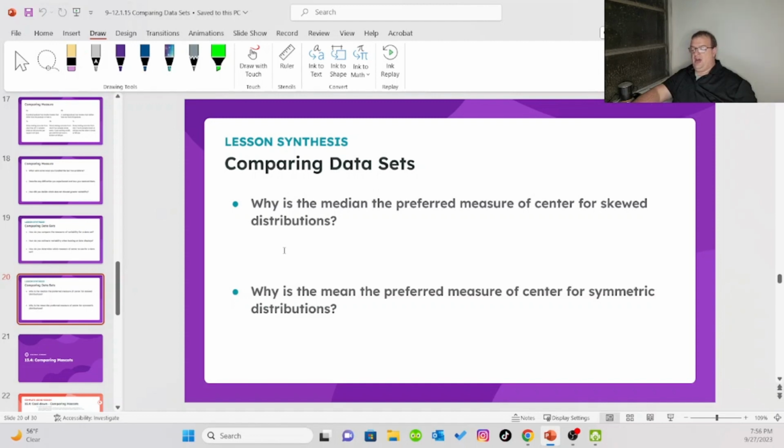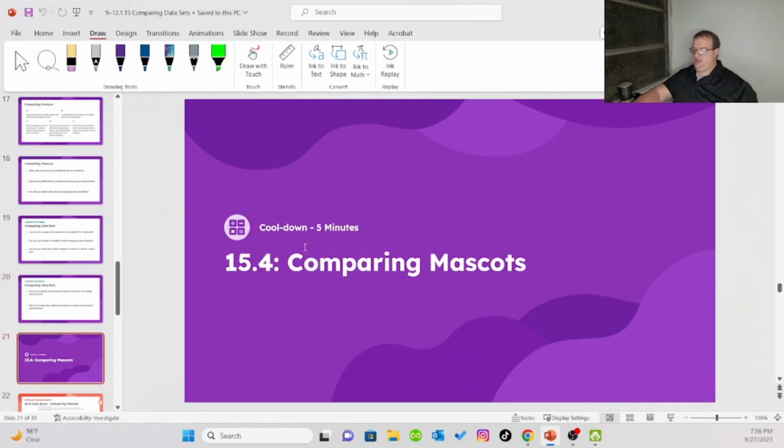And finally, why is the mean the preferred measure of center for symmetric distributions? If my data is symmetric, then my mean and my median will be approximately the same. The reason we use mean is because we actually do a calculation to find mean. We add them all together and divide by how many there are. The median is simply the middle number, so it's not going to be quite as accurate as the mean. That's why we use mean for symmetrical data.